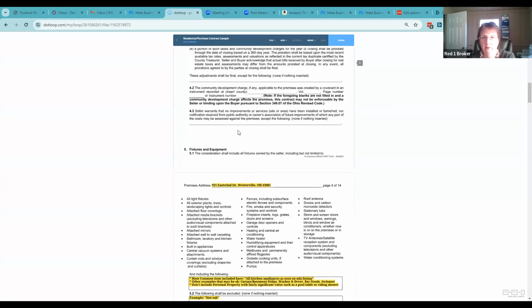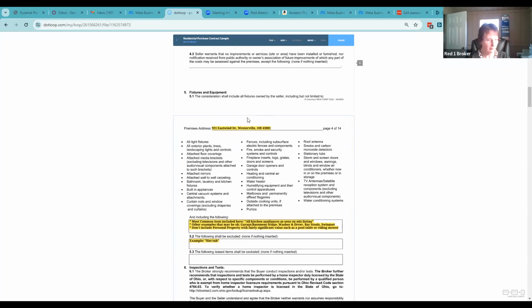And that if they don't put anything on here, they are warranting or guaranteeing or promising or giving a covenant that no improvements or services have been provided that haven't been paid for. So make sure your seller is aware of and understanding this section.